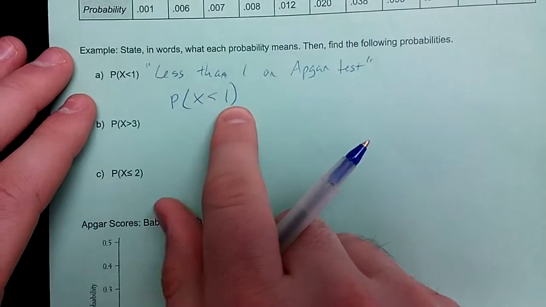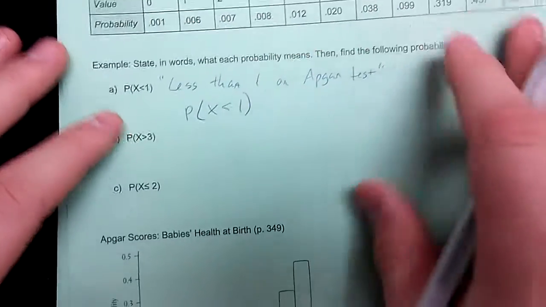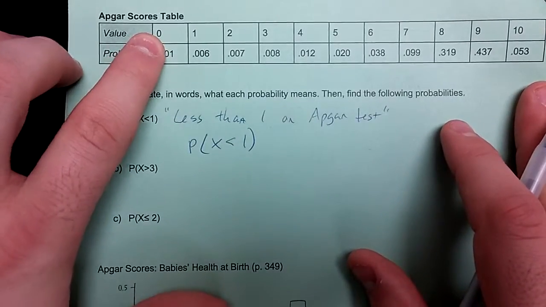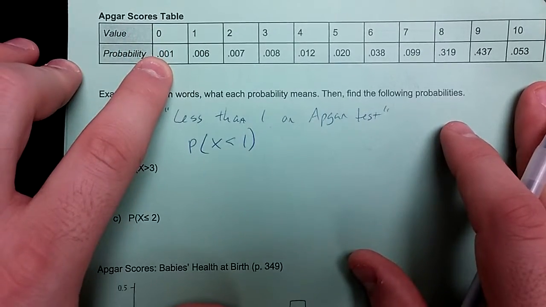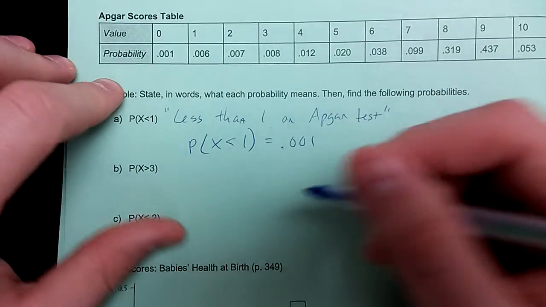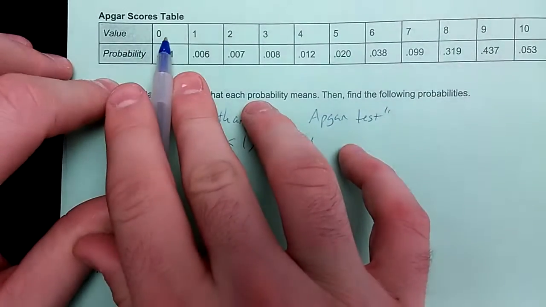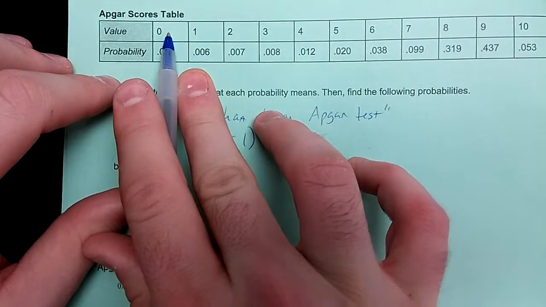X is less than 1. It's a strict sign, so you're not including 1. You could also write this as probability of X equals 0, because that's the only thing less than 1 is 0. Now the probability is this underneath here, 0.001. You're not going to write this as your probability. The number underneath is the probability. This is just the value of the random variable.